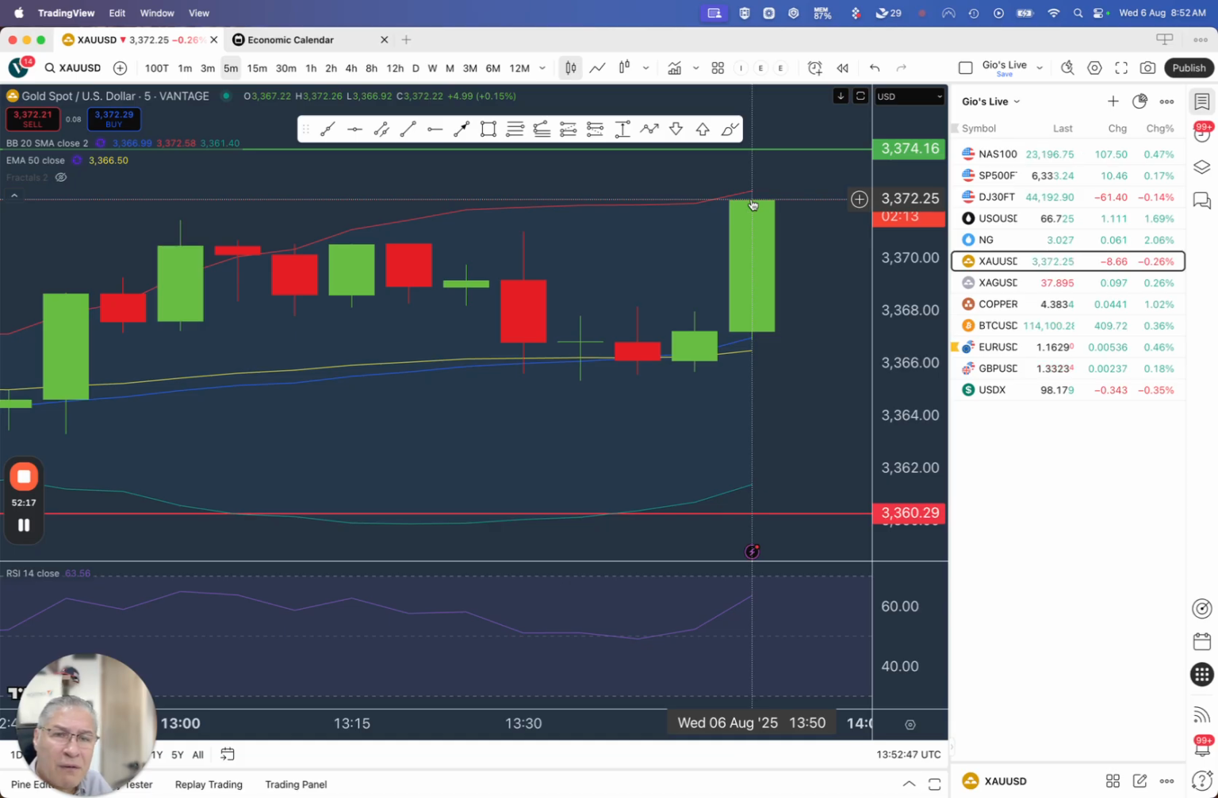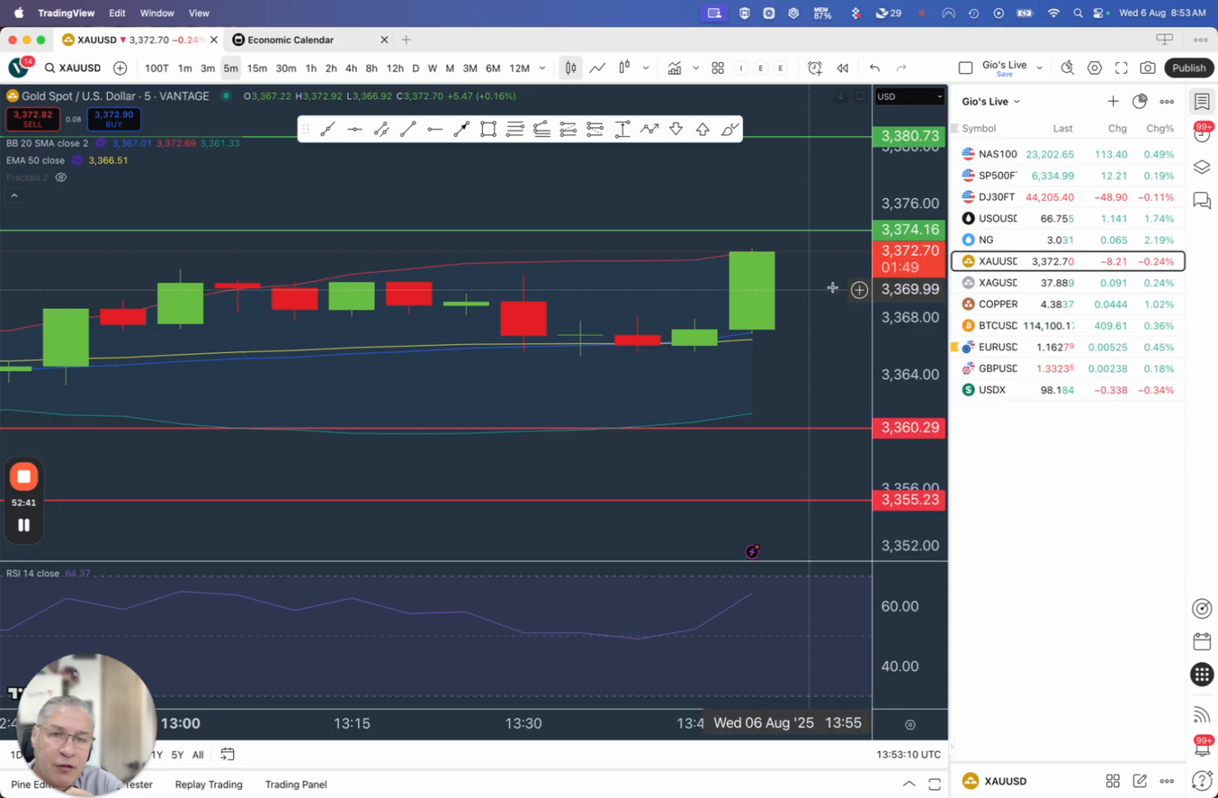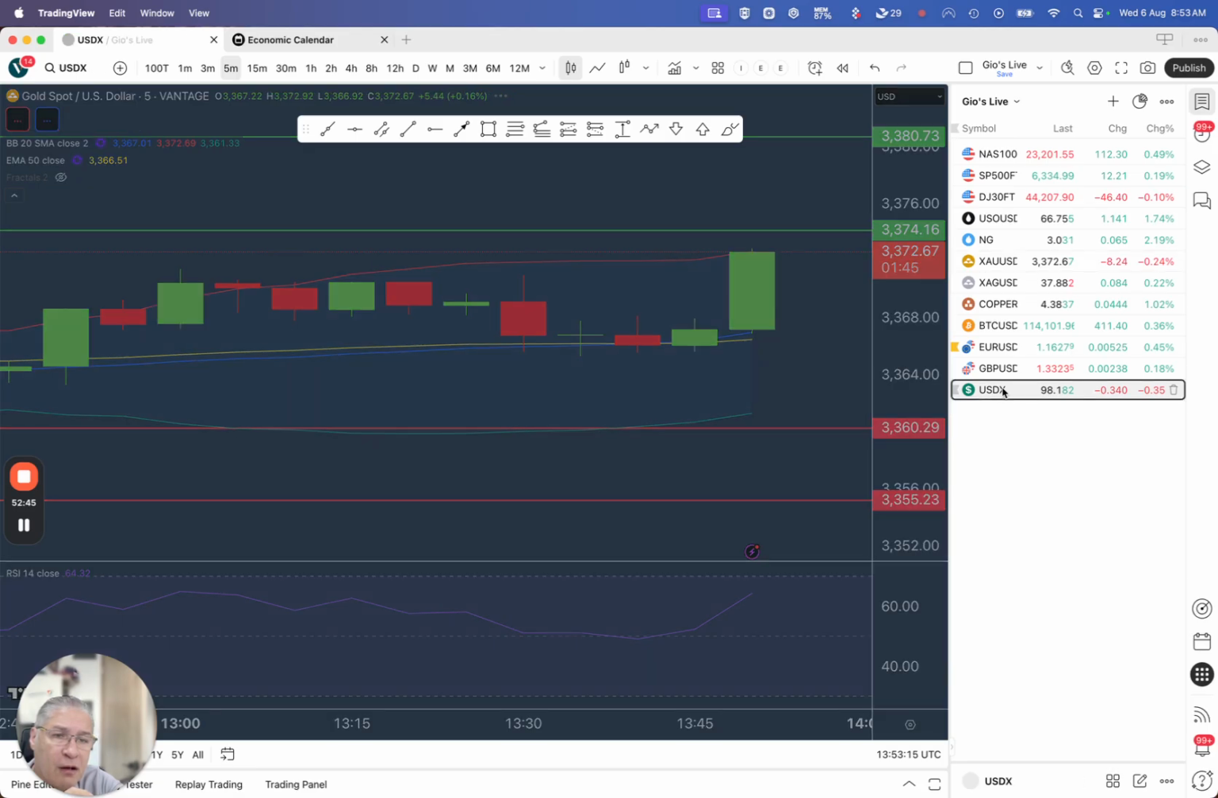That 3372, and basically we've done it. We touched it. We passed it. Target met. Therefore, momentum continues to be on our side. Next, 3374, our first level of resistance. Should that be met? It could be met. Let's take a look at the dollar index.